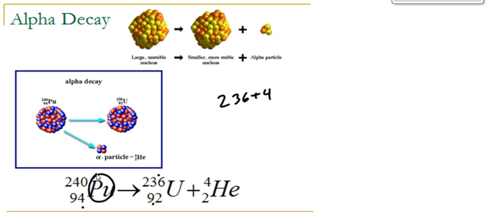236 plus 4 equals 240. So if you started with 240, and you emit a helium alpha, then you're going to drop to a mass of 236. That's really all there is to it. So this looks like a chemical equation. This decay equation just shows you that it's really just a matter of addition and subtraction.